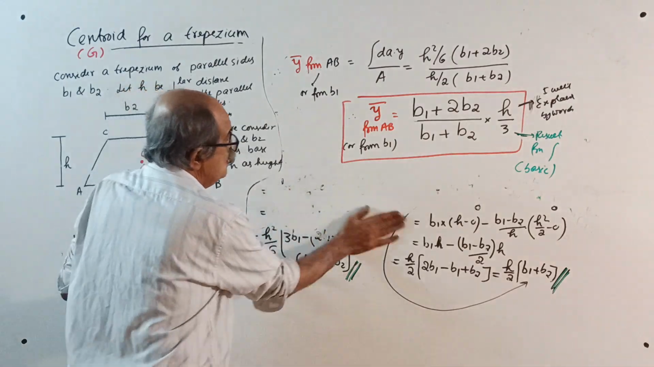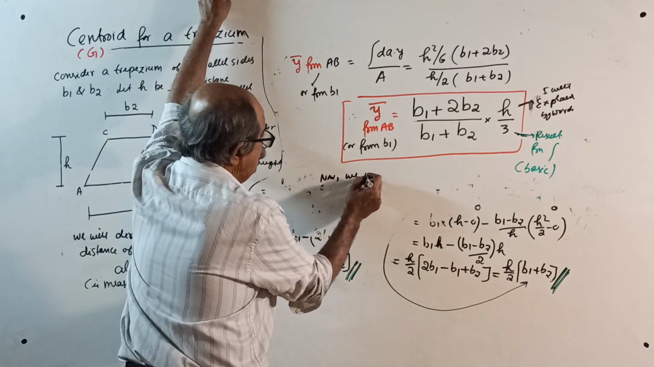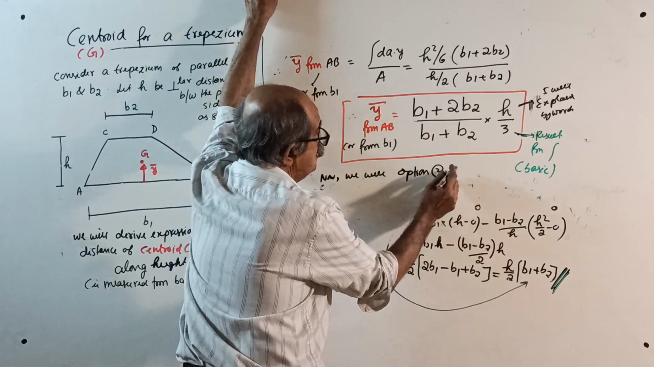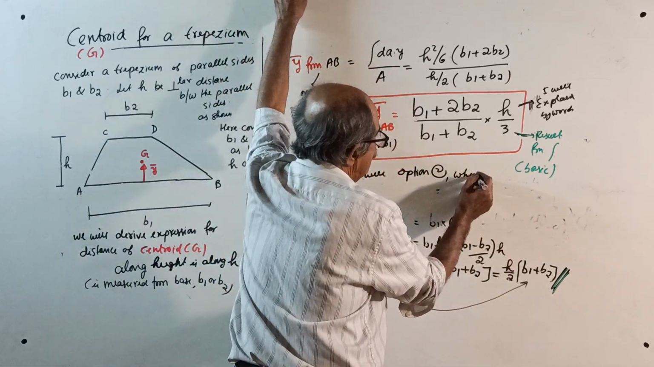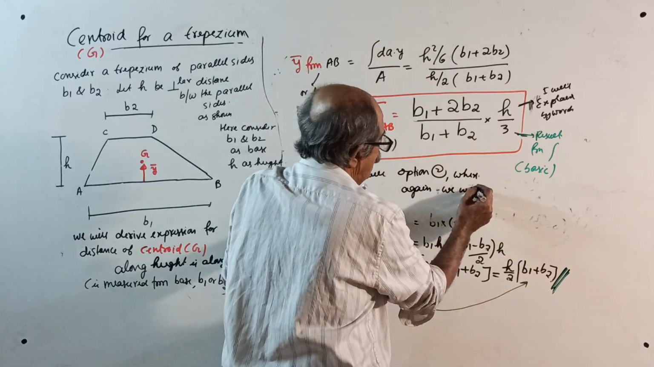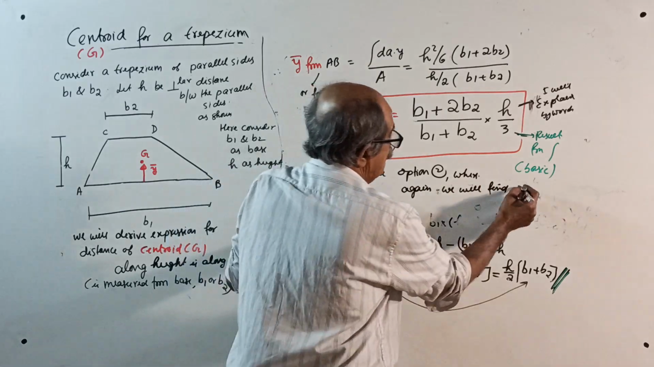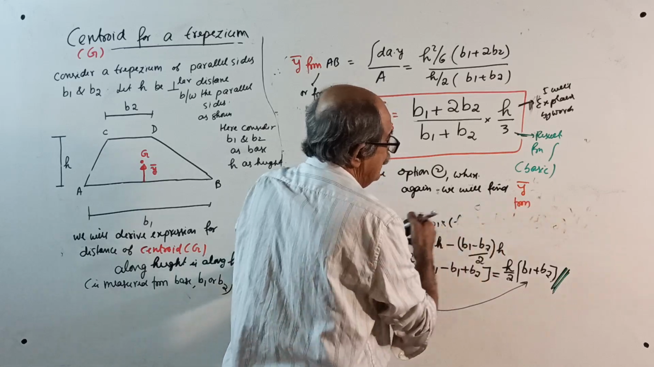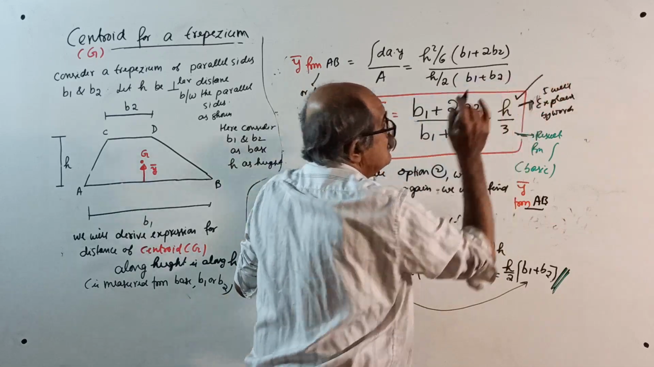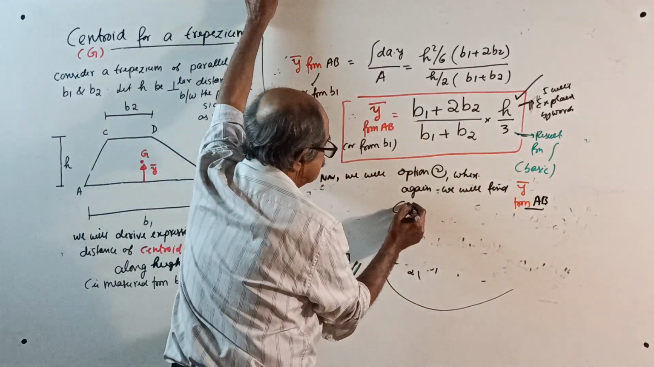Now, we will go for option 2, where again we will find y bar. We will find y bar from AB only. 100% same answer will come. My guarantee. But this time we will go for the summation principle.